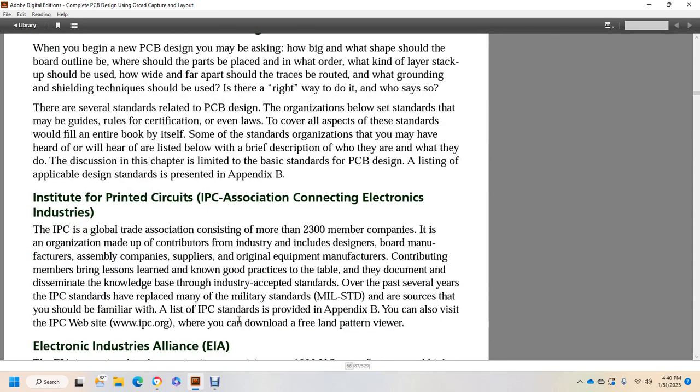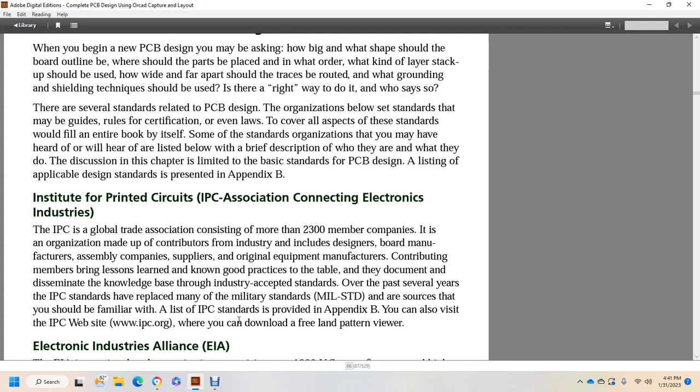Institute of Printed Circuits, or IPC, Association Connecting Electronics Industries. The Institute of Printed Circuits is a global trade association consisting of more than 2,300 member companies. It is an organization made up of contributors from the industry, including designers, board manufacturers, assembly companies, and suppliers to original equipment manufacturers, contributing members who bring lessons learned and known good practices to the table, and documentation disseminating the knowledge based on industry accepted standards.